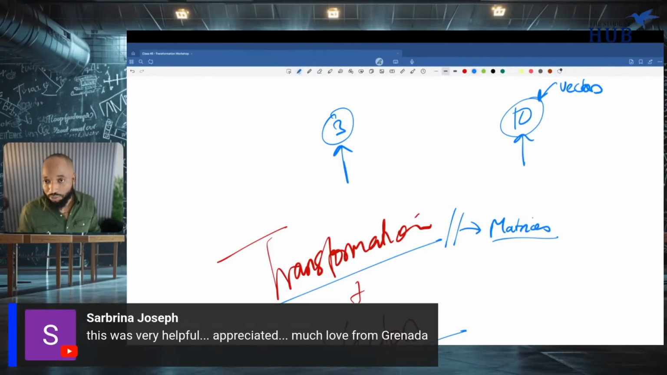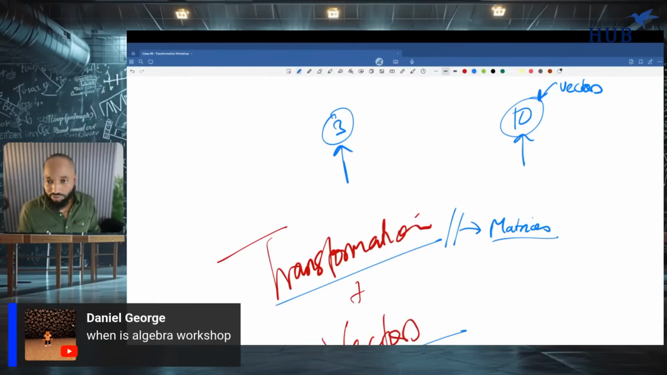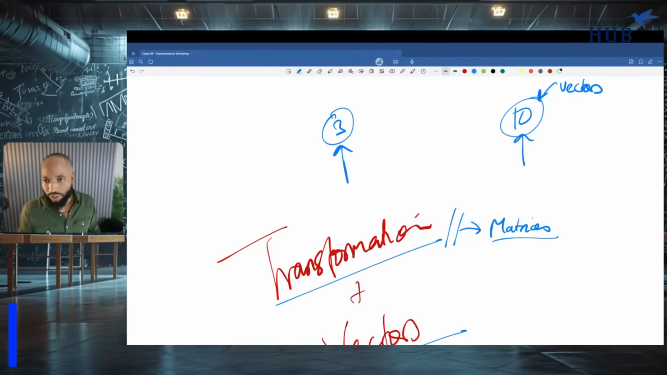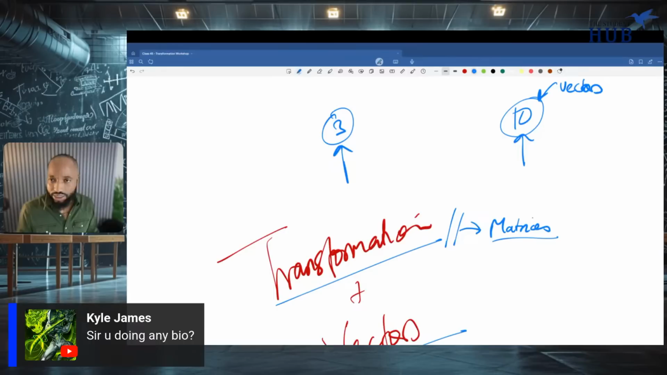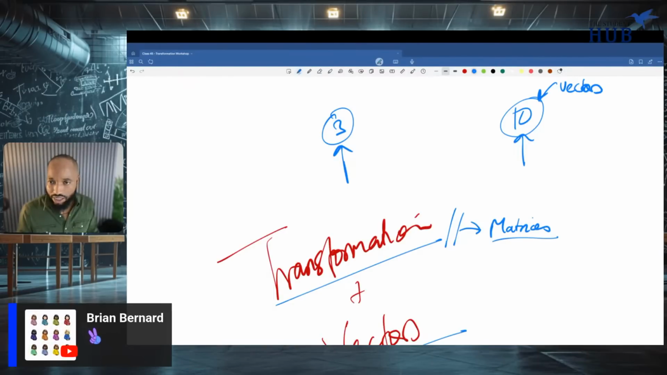This was very helpful. I appreciate it from Grenada. Blessings. Next week, Sunday, most likely, when you're doing quadratic graphs, I have that online already. Search quadratic graphs, Kerwin Springer. We'll try to get some bio in the mix.